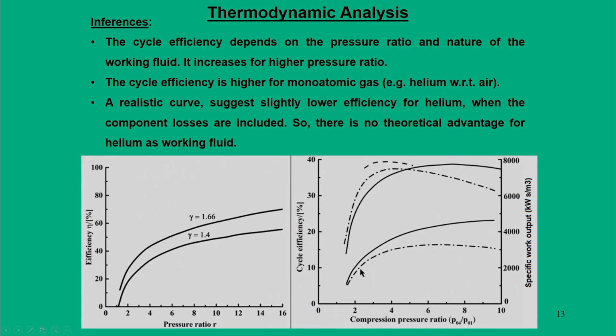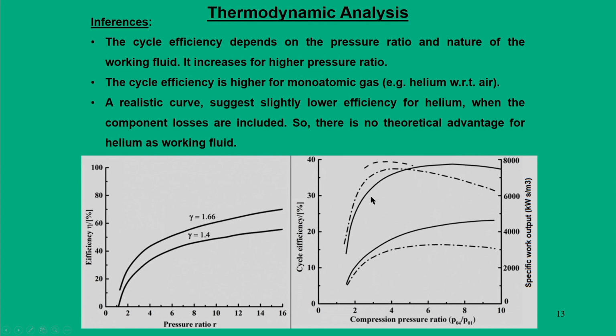It means you require a large volume of helium to run the cycle. When you deal with the compression pressure ratio, at one particular point, although the efficiency increases in the beginning at lower compression pressure ratio, at higher compression pressure ratio its efficiency falls. The cycle efficiency falls, of course, and side by side the specific work output, when you calculate it in kilowatt second per meter cube, also falls with the pressure ratio.